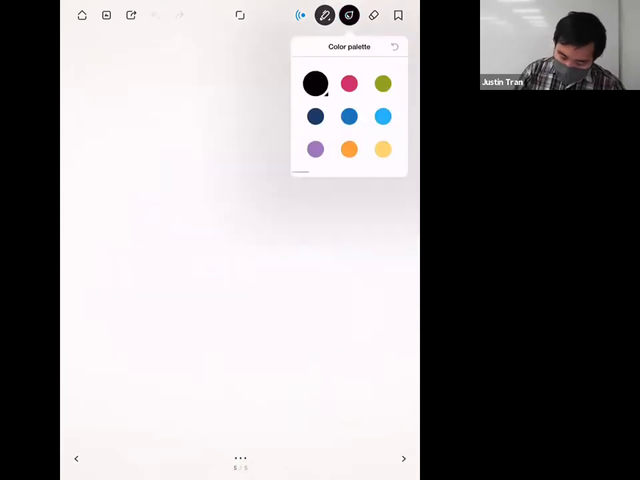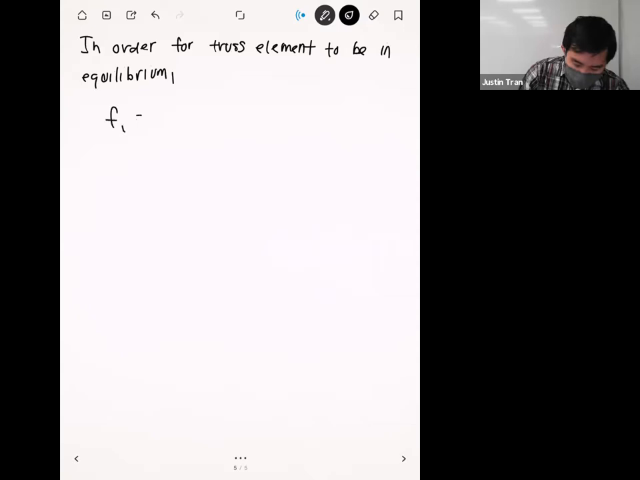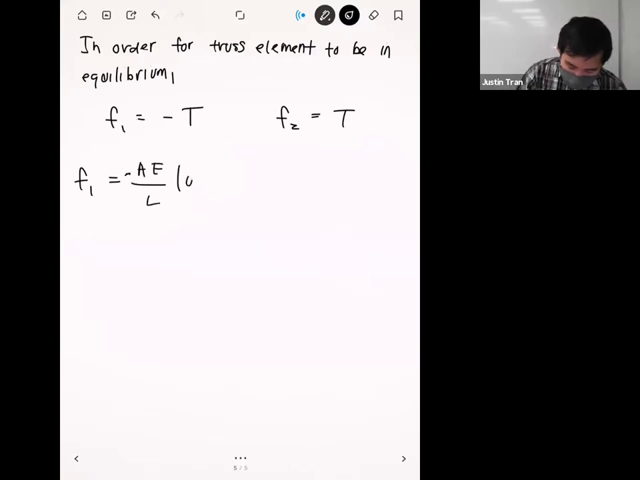In order to have equilibrium, in order for the truss element to be in equilibrium, F1 here has to equal minus T, and F2 has to equal T. And so what this tells us is that F1 is equal to minus AE over L times U2 minus U1, and F2 is equal to AE divided by L times U2 minus U1.